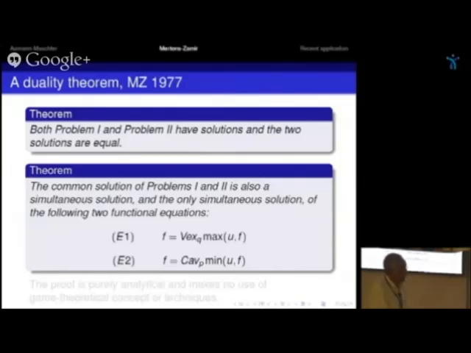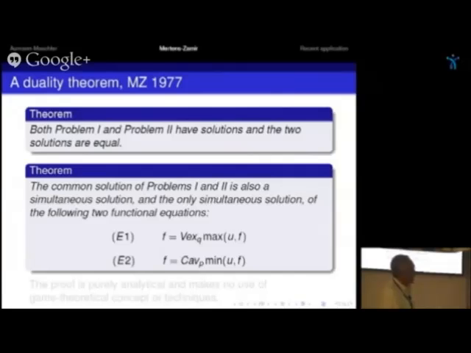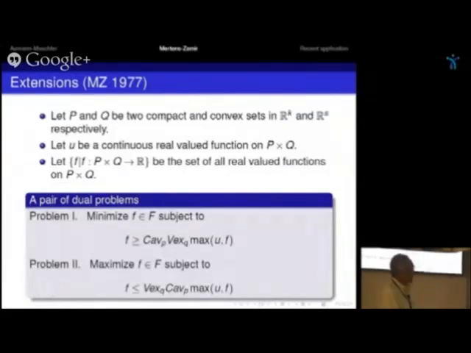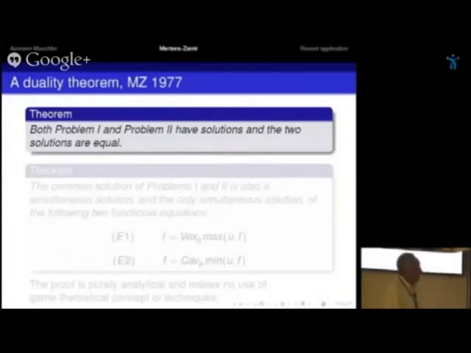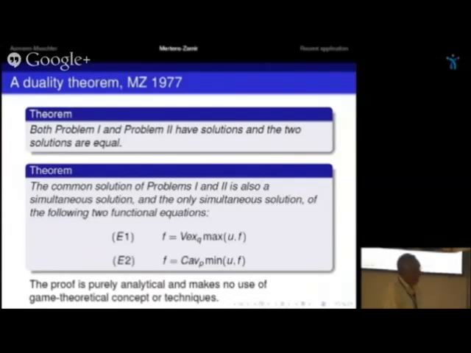You can see where it comes from, why it was made shorter here. What happens is that at the limit, when you go with this sequence, there will be equality here, and therefore the limit is going to be both concave in P and convex in Q, and that's why we can get rid of this. The proof was purely analytic and made no mention, except in the introduction, of game theoretical concepts or techniques. So this may also be some reason why it was a little bit useful afterwards.